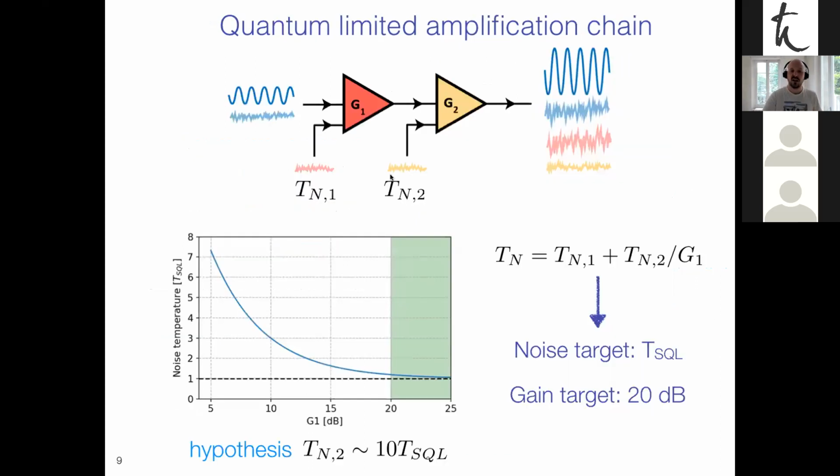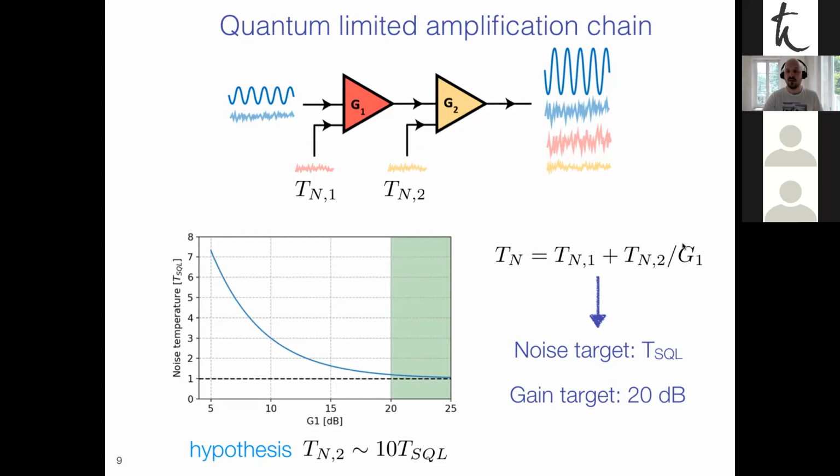And a way to understand that is to work out a very simple calculation of cascaded amplifiers. So you have an input signal, an input noise, first amplifier, second amplifier. Both of them add their own noise. This is the noise added by the first amplifier. This is the noise added by the second amplifier. And what you can show in a couple of lines of calculation is that the total noise, what we call the system noise, so really the noise of the full measurement chain, is the noise of the first amplifier plus the noise of the second amplifier divided by the gain of the first one here.